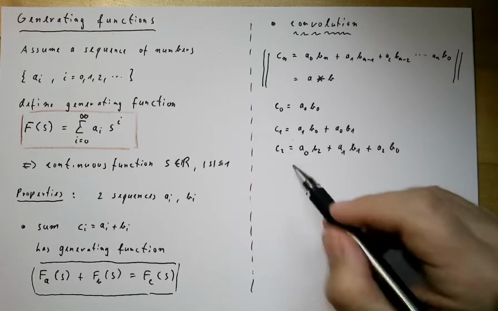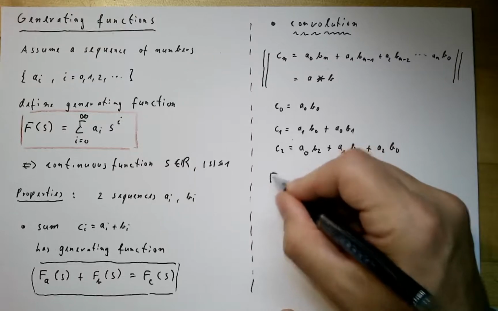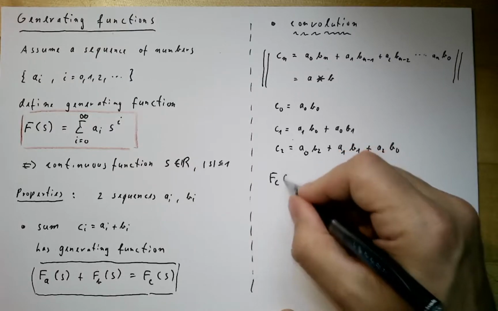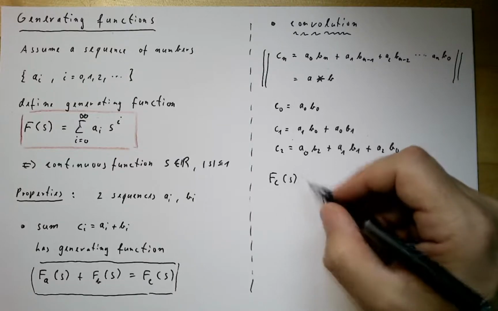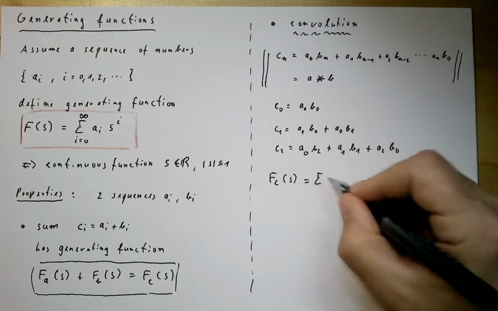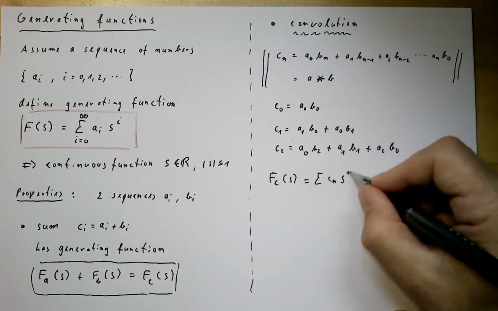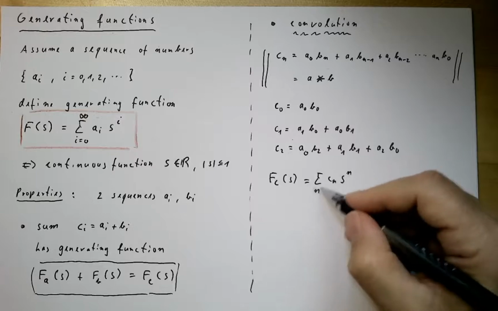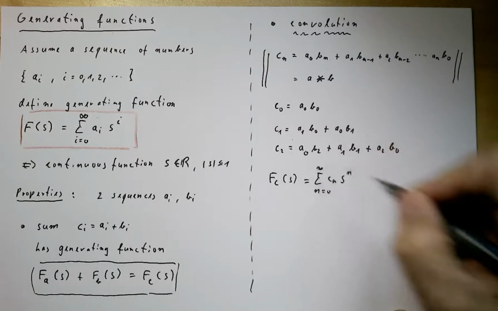And now the question is, what is the generating function of this? We want to know the generating function of C. So the generating function of C is the sum of c_n times S to the power n, where the sum is over all n from 0 to infinity.